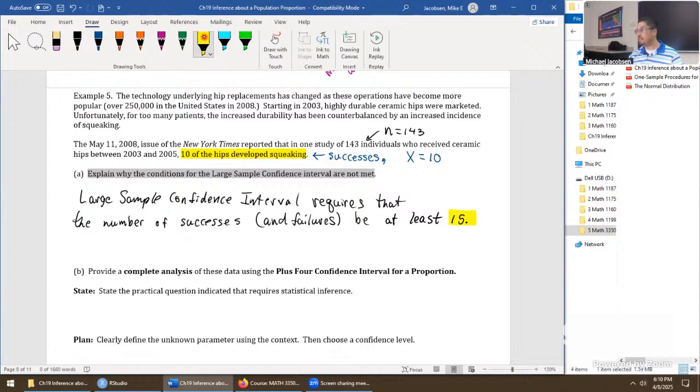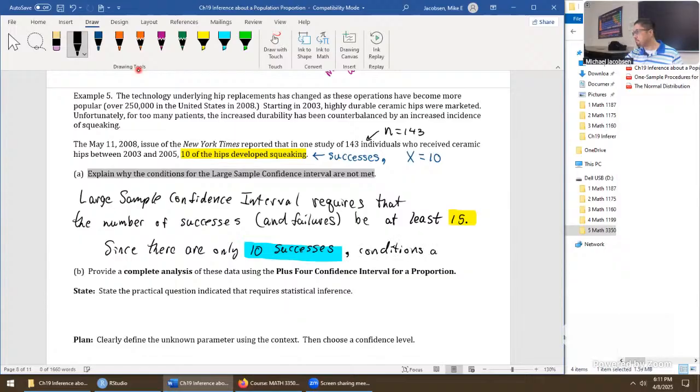That's the trouble right here. The number of successes is way too low. The central limit theorem is not going to be effective at that count. And so we'll say here, since there are only 10 successes, the count 10 that we identified, conditions are not met. Which is pretty rough, right?